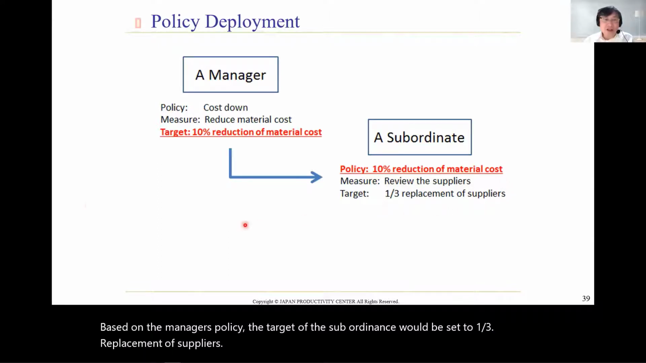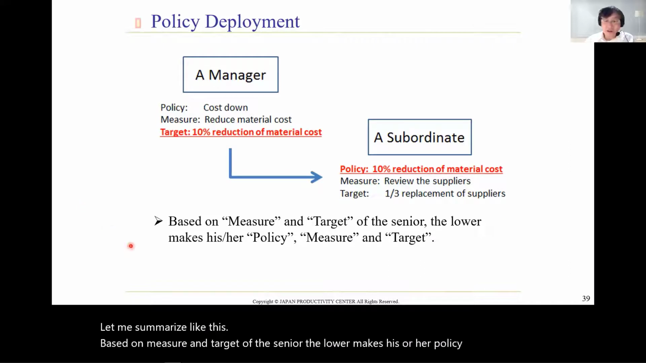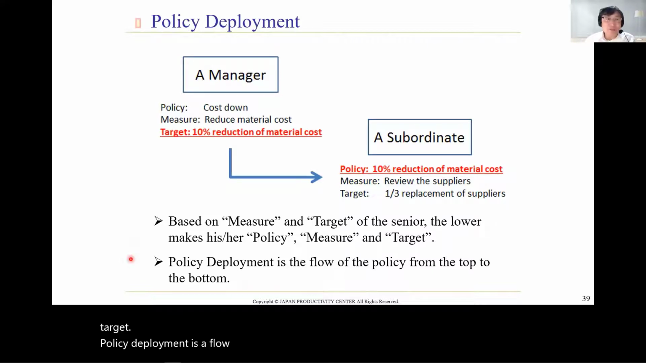Let me summarize like this. Based on measure and the target of the senior, the lower makes his or her policy, measure, and the target. Policy deployment is a flow of the policy from the top to the bottom.